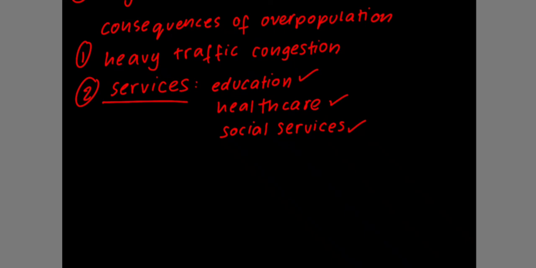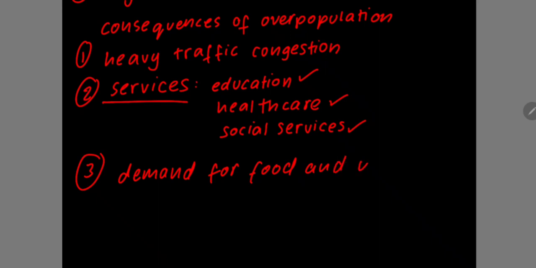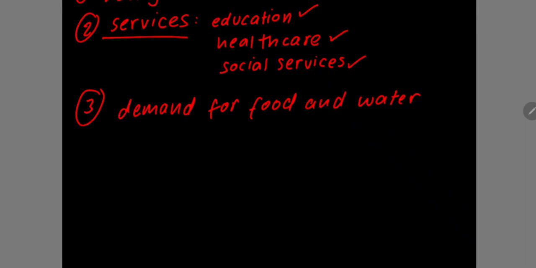And third, the demand for food and water will increase. This is one of the most significant consequences, because what overpopulation does is it puts a demand on agricultural production, which consumes more water than any other sector. So a lot of people would not have access to safe drinking water.